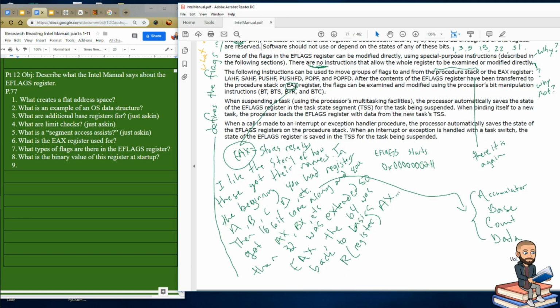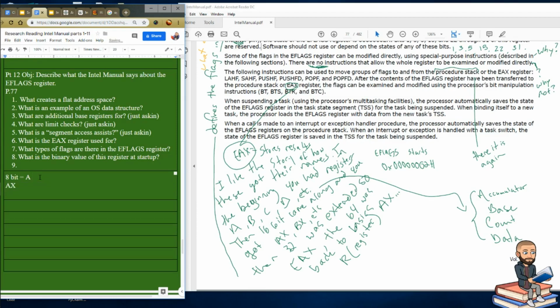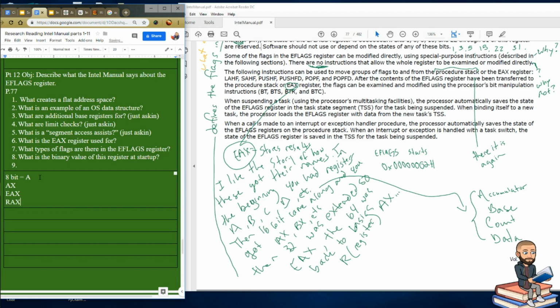And by the way, right here, EAX, I went ahead and wrote the story I just told you over here. I think the only thing I'm missing is that in the very beginning with an 8-bit computer, that accumulator register was just called A. And then when we went to 16 bits, it went to AX, then EAX, and then RAX.